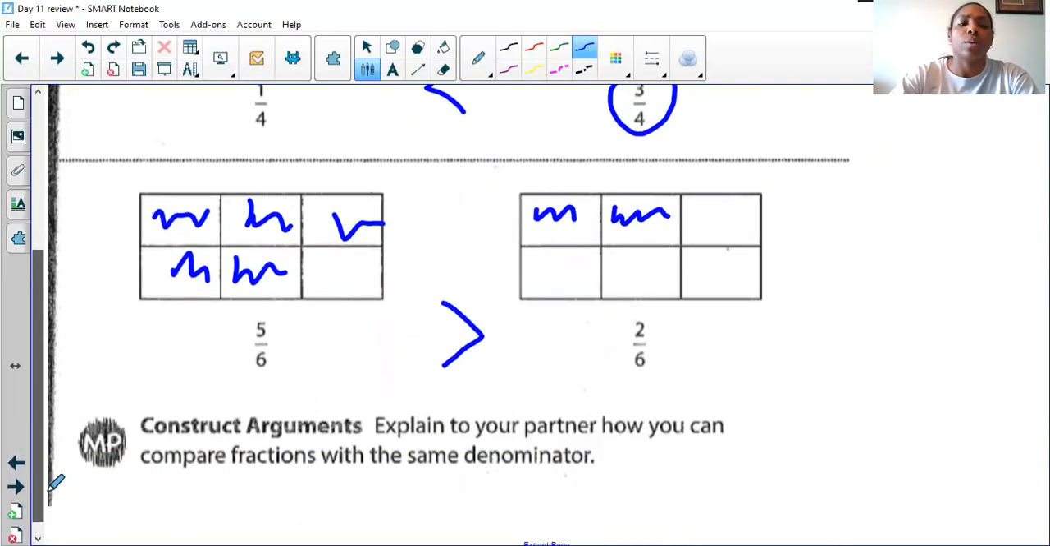So at this time, I want you to go ahead and pause the video and speak with somebody at home. How can you compare fractions with the same denominator?